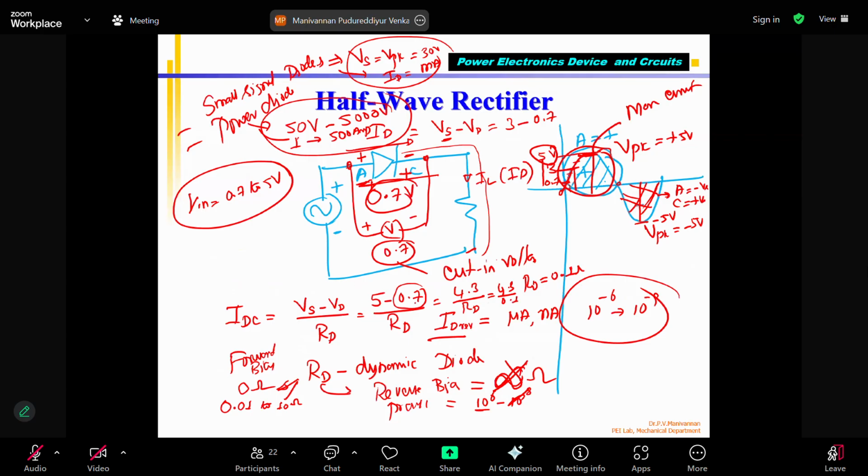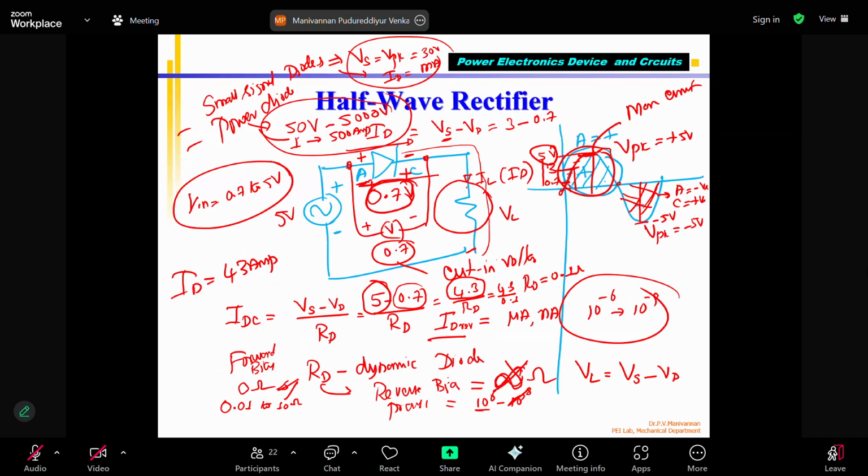Correct? So that means this 4.3 volts, where is it going to get dropped? Any idea? Somebody can tell. I supplied 5 volts at peak voltage, minus 0.7 volt across the diode, plus this remaining 4.3. It will be across the load. So this is the load voltage, I say VL. What is VL? VL equal to V supply minus V diode at any given instant. Okay, so that can be calculated.